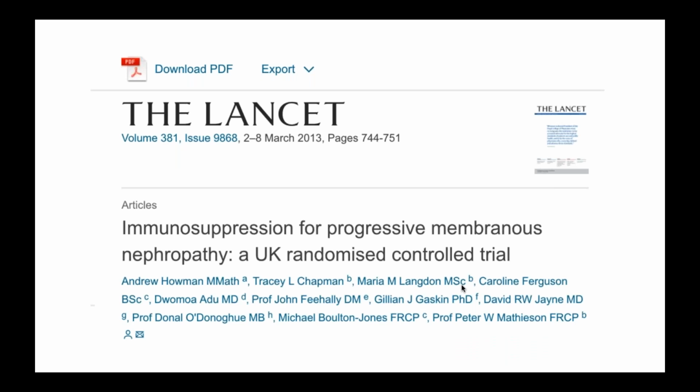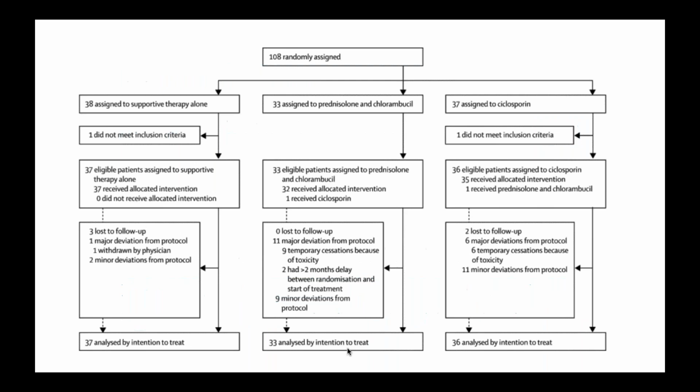Now, so what happened after the KDIGO guidelines were published? So in 2013, which was after publication of the KDIGO guideline, came one more paper, which was from UK, which compared 3 different types of treatment strategies. So one group received supportive therapy alone, which means they did not receive any immunosuppressive therapy. The second group received prednisolone and chlorambucil, which is the Ponticelli regimen. And the third group received cyclosporine, which is a calcineurin inhibitor, which had become popular by that time. And please note that the number of subjects recruited in this study was really, really small. So 37, 33, and 36 in these 3 arms.